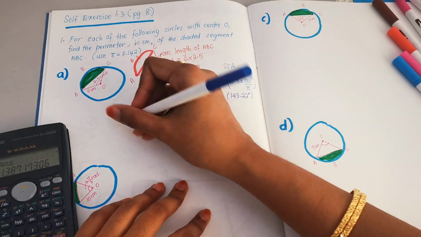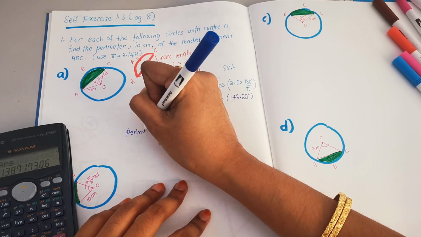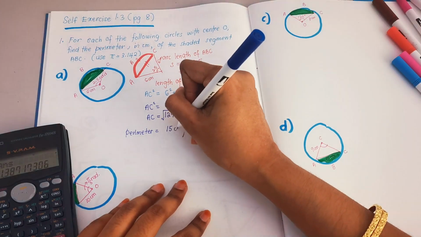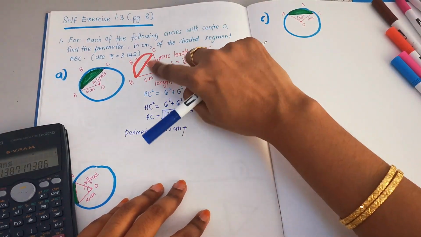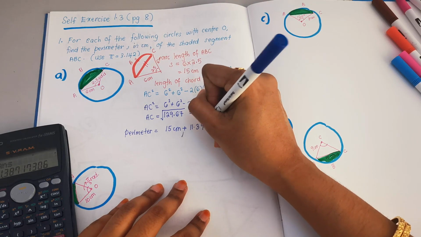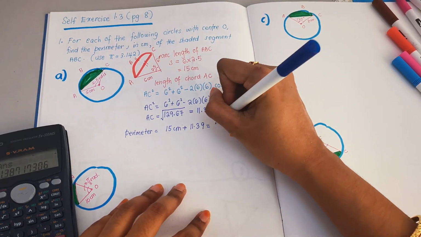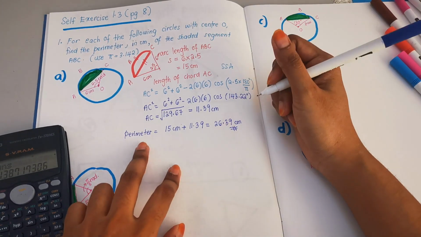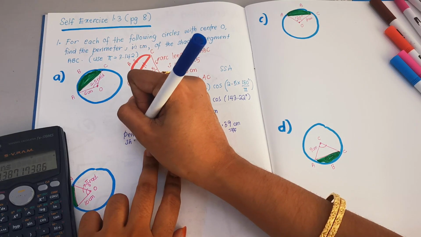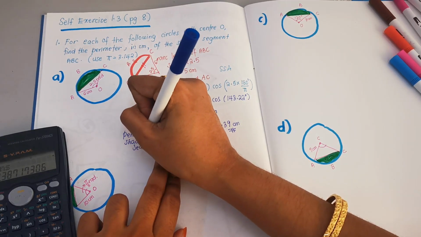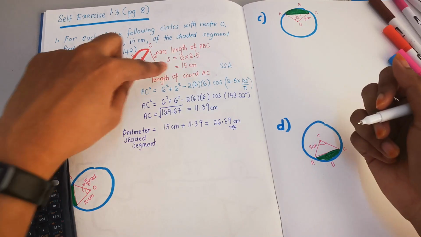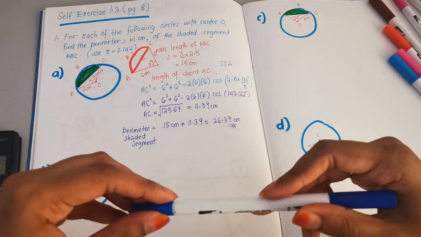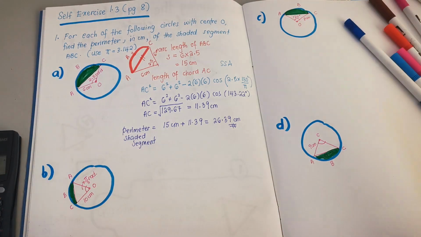Now let's find the perimeter. So for the perimeter, take the arc, which is 15, plus the length of chord 11.39. Here we will get 26.39 centimeters. So that is the perimeter of the shaded segment. So I hope you are following, because this is the important part, finding the length of chord. It just makes us remember our cosine rule.